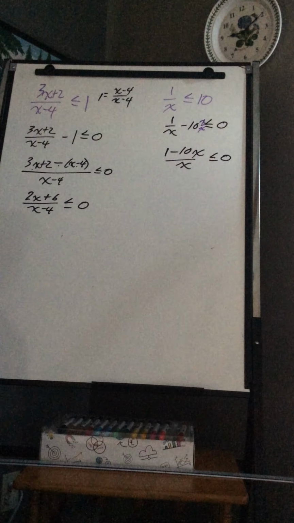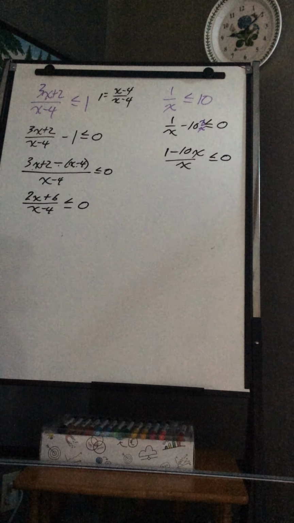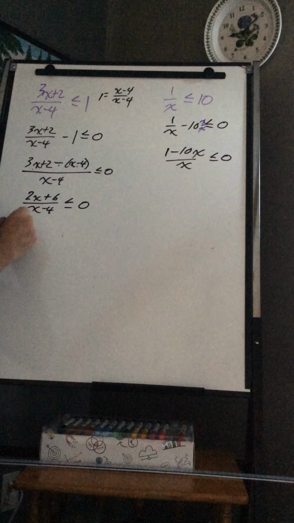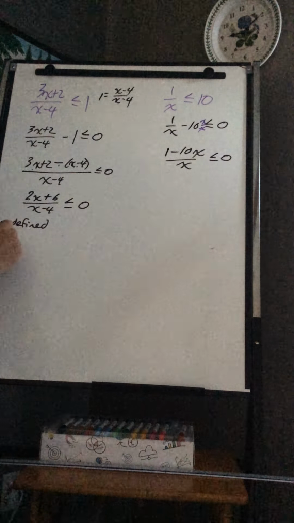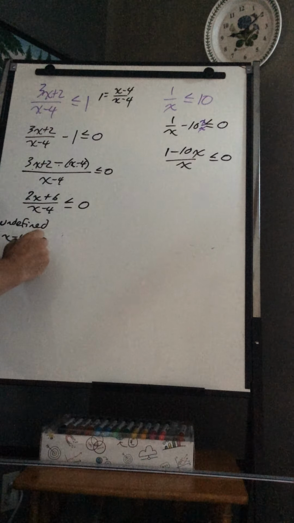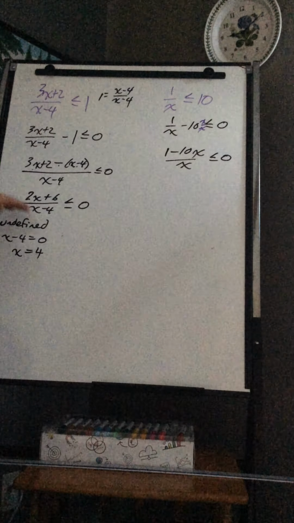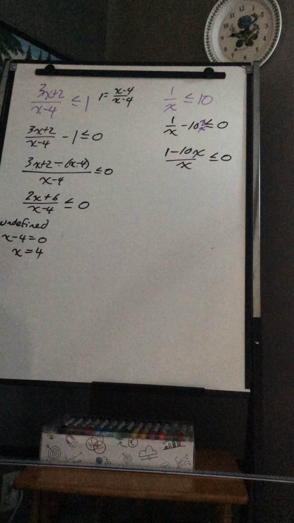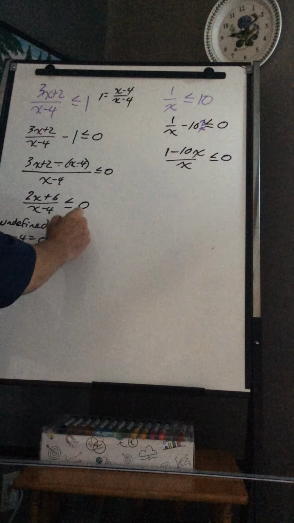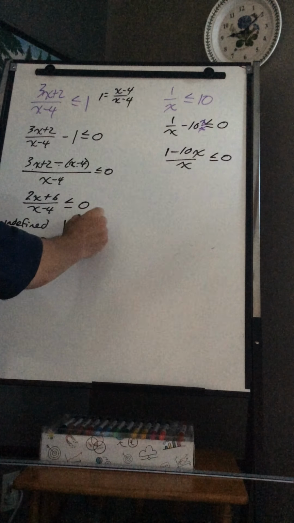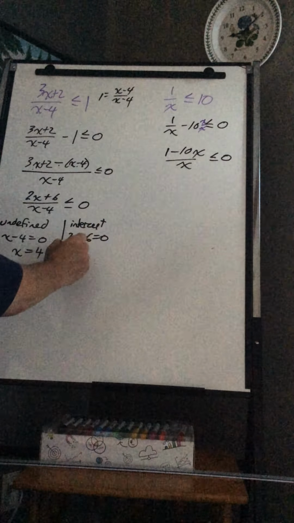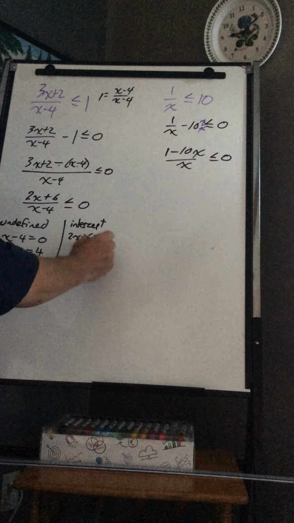We need to figure out our critical values. Because we have fractions, we're going to have our undefined ones. So undefined will be x - 4 = 0. So when x equals 4, this graph doesn't work. Then we do the intercept: 2x + 6 = 0, x equals negative 3.